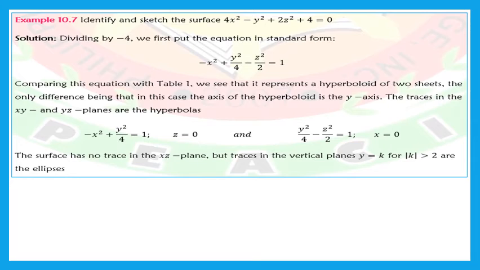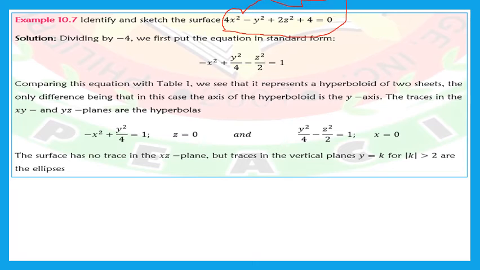Another example is identify and sketch the surface 4x squared minus y squared plus 2z squared plus 4 equals 0. Okay, so divide natin to both sides by negative 4. We first put the equation in standard form. So i-divide natin to by negative 4, magiging negative x squared plus negative divided by negative is positive, y squared over 4. Negative 2 divided by 4 is negative 1/2. Z squared over 2 equals to 1.